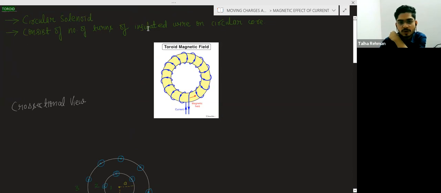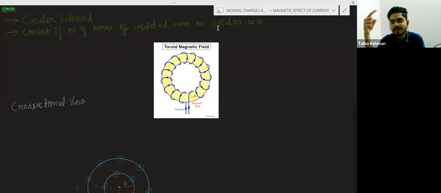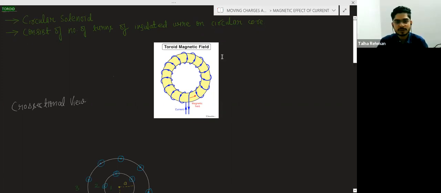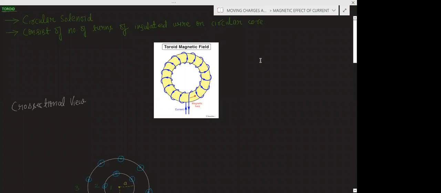a number of turns of insulated wire on a circular core. You have taken a circular core and you have just bound that core with some wire. So just note this down, only these 2 points.